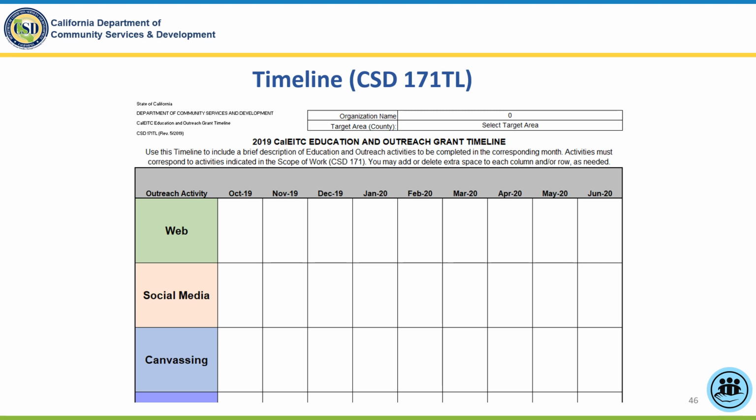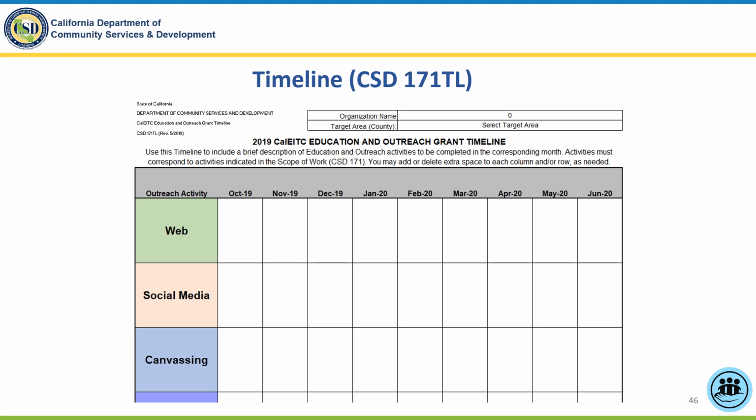For example, if you plan to post 105 social media posts between October 2019 and May 2020, and you know exactly when you will post them, you can indicate how many posts your organization will make every month. For this activity, however, or others, you may not have specific metrics. You may also simply provide a brief overview of activities.